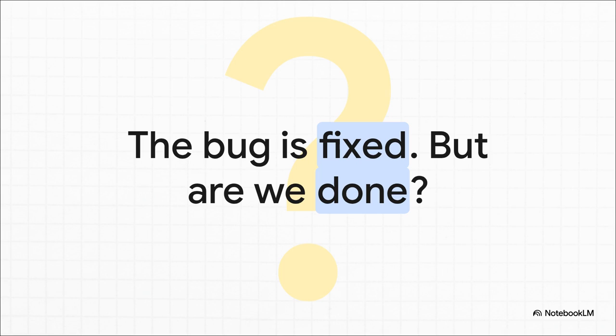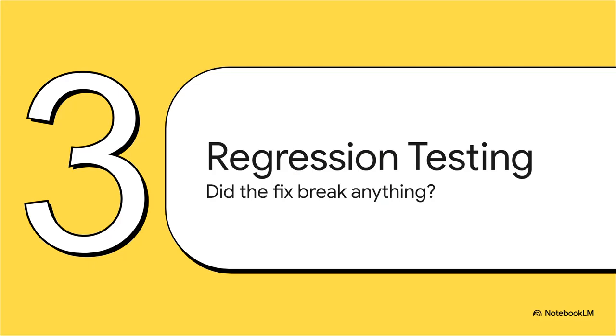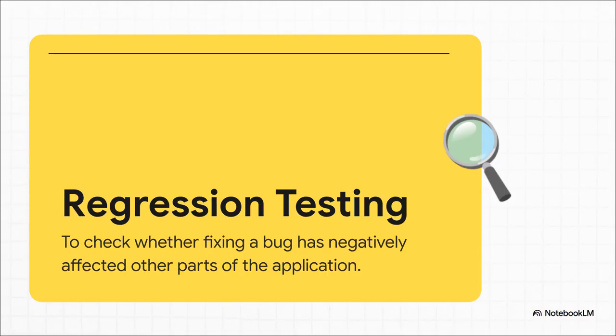Well, not so fast. Fixing code can be a bit like surgery. You might fix the main problem, but what if you accidentally nicked something important nearby? And that question, well, that leads us to our second, equally important kind of testing. This brings us to the bigger picture, to what we call regression testing. This is where we stop asking, did the fix work, and start asking a much bigger question. Did the fix break anything else?